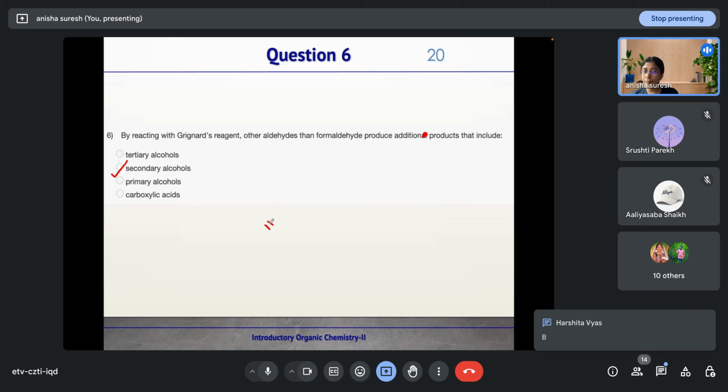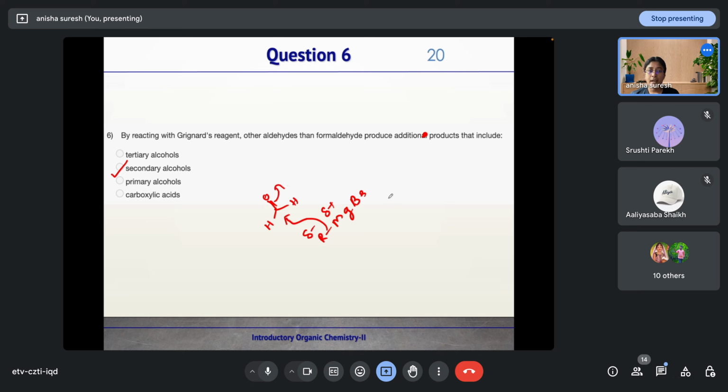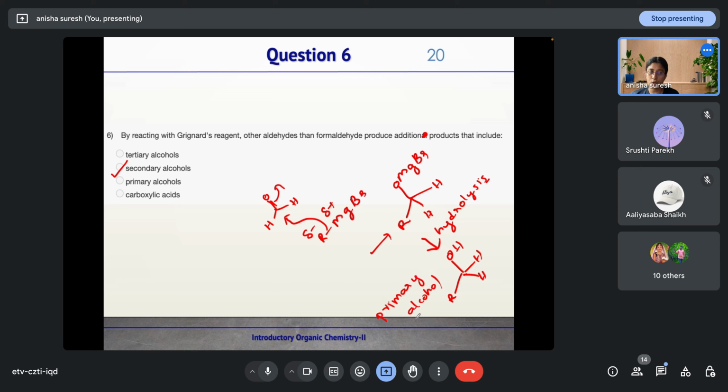So when we have formaldehyde, which is this, the Grignard reagent, that is RMgBr, has delta plus on Mg and delta negative on R. So this will add on to this, and we will get R-CH2-OMgBr, which upon hydrolysis will give RCH2OH, which is a primary alcohol. That is the case of formaldehyde.